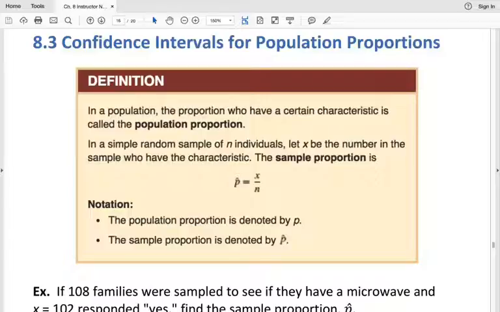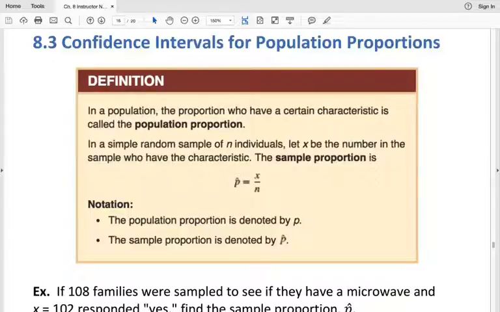So for example, if we have a simple random sample of n individuals, maybe that's 5, and we're going to let x be the number of the people in the sample who have a characteristic that we're studying. And so that number will be x. And then the sample proportion is what we have listed right here, which is p hat equals x over n.